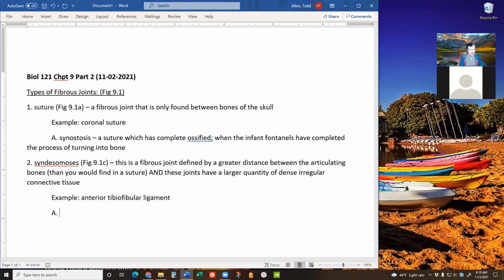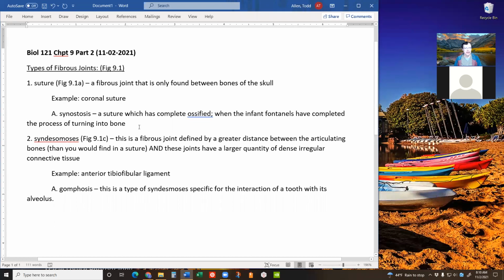Okay, gomphosis. This is a type of syndesmosis specific for the interaction of a tooth with its alveolus. Okay, so some of these funny words are creeping up here in our notes.